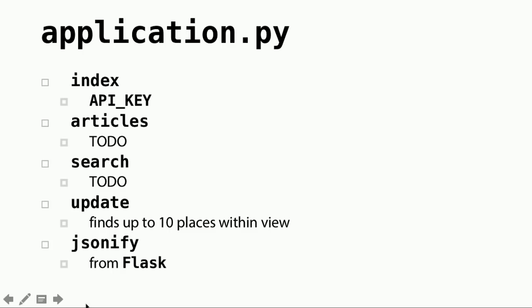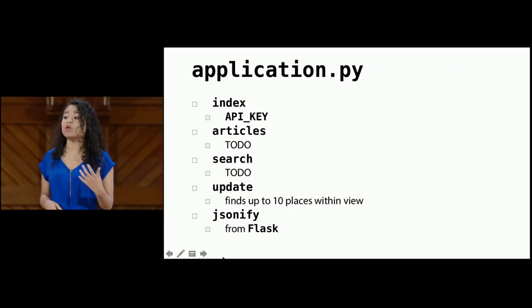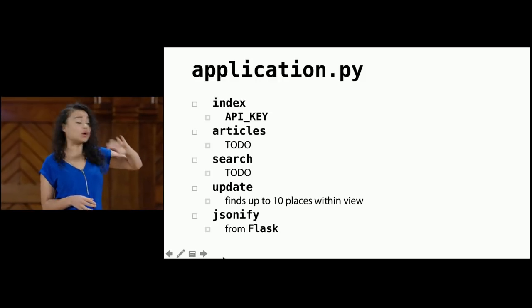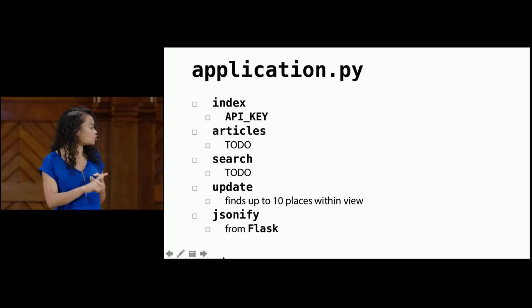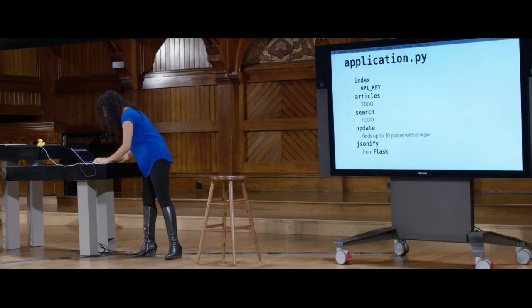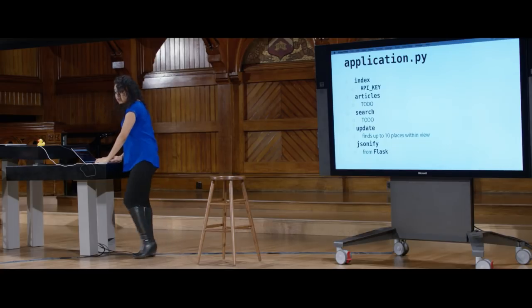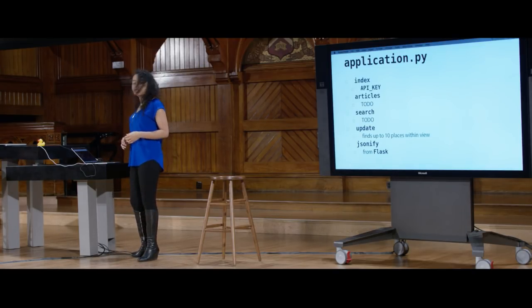Now, if we continue, let's go to application.py. We talked about how Flask allows us to render templates, so we're able to create a route to index. Now, we want to continue on and look into articles, search, update, and JSONify. So what are these doing here? We have rendering index right here, which we talked about already. And then we have this route for articles, where the comment says that we're supposed to look up articles for geo.